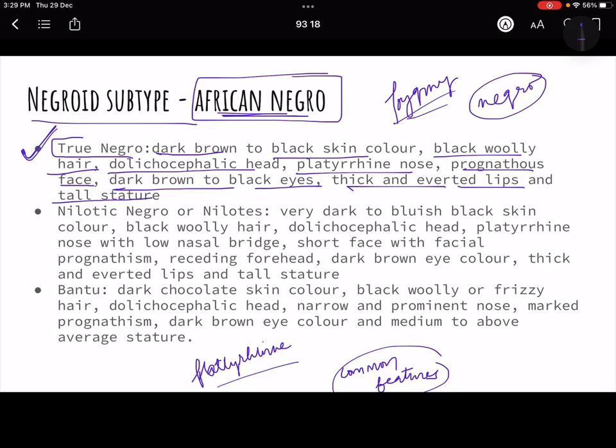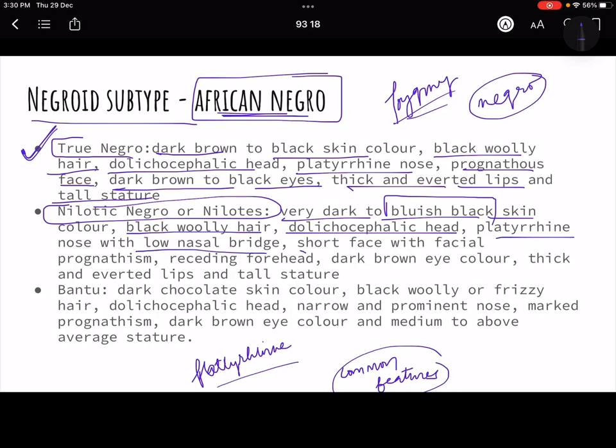Second comes the Nilotic Negroes or Nilots. Okay, so they have very dark to bluish black skin. Now very dark and bluish black, so this is something that you can maybe just remember. ठीक है, black woolly hair, common feature. Dolichocephalic head, common. Platyrrhine, common. Low nasal bridge, common. Short face with facial prognathism, common feature. Receding forehead, common feature. Dark brown eye color, common feature. Thick everted lips and tall stature, common.